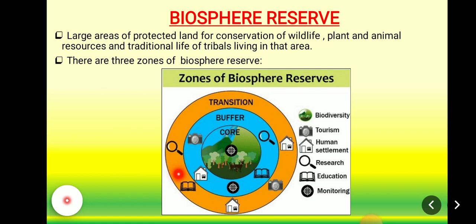People are coming for tourism, research purpose, educational research purpose, and in the same way in the buffer zone also the same things are present. But the difference is that in the buffer zone, a limited quantity of people are allowed, not everyone is allowed. And in the core zone, there is no human activity at all. In the core zone, in the center part of the biosphere reserve, the species are being protected.